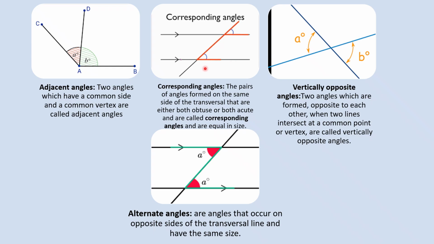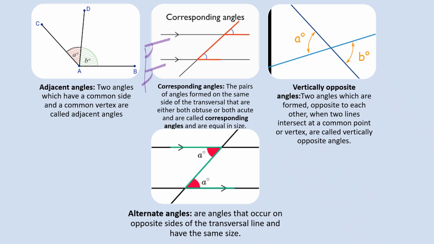Or in a simple, basic way, suppose you have two parallel lines and one transversal line crossing the two parallel lines. If it's making an F, it should make an F, then these two angles will be known as corresponding angles. Okay, very simple.